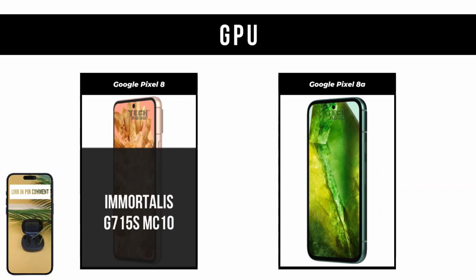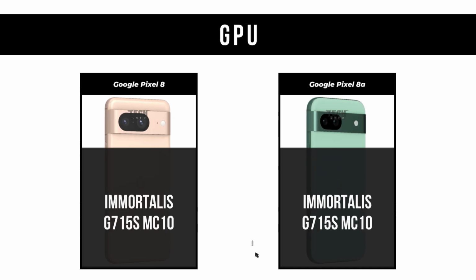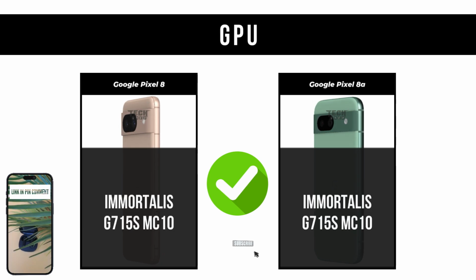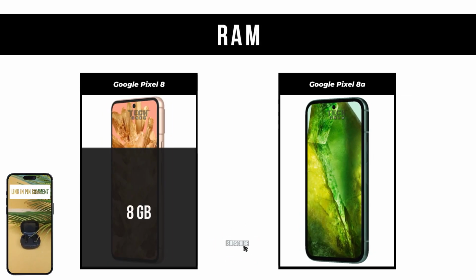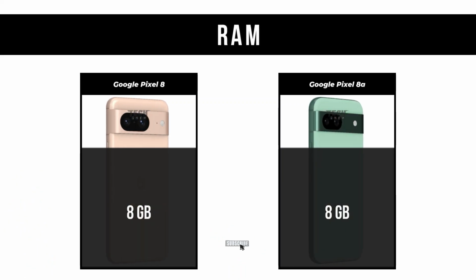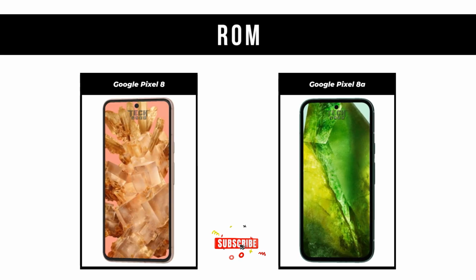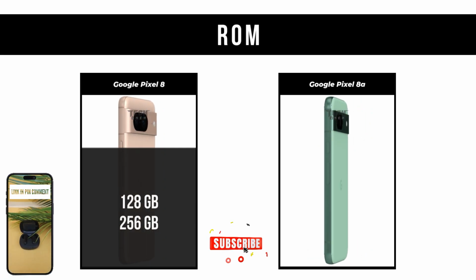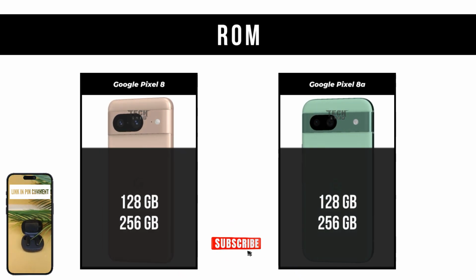GPU. Google Pixel 8 is Immortalis G715S MC10. Google Pixel 8a is Immortalis G715S MC10. RAM. Google Pixel 8 is 8 GB. Google Pixel 8a is 8 GB. ROM. Google Pixel 8 is 128 GB and 256 GB. Google Pixel 8a is 128 GB and 256 GB.